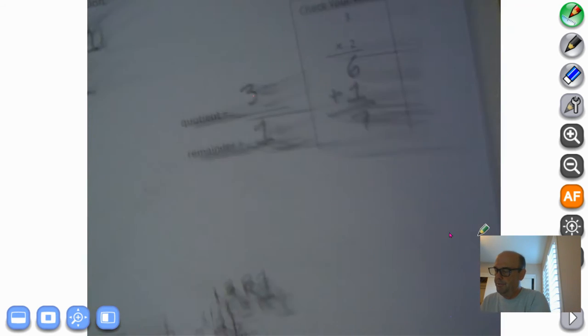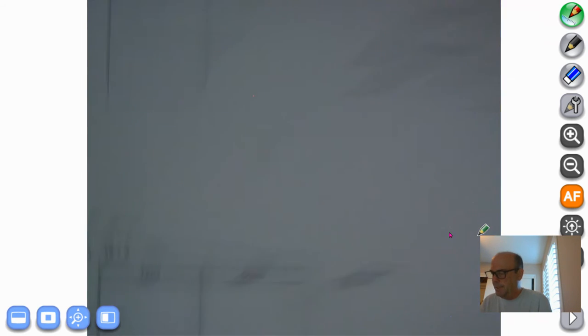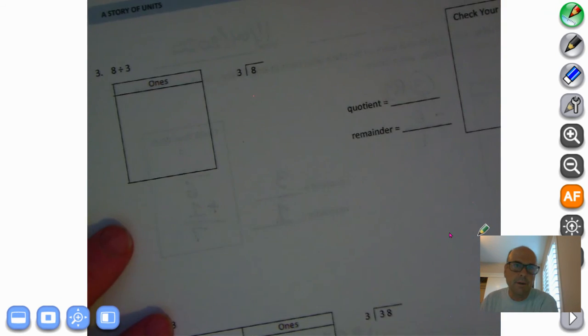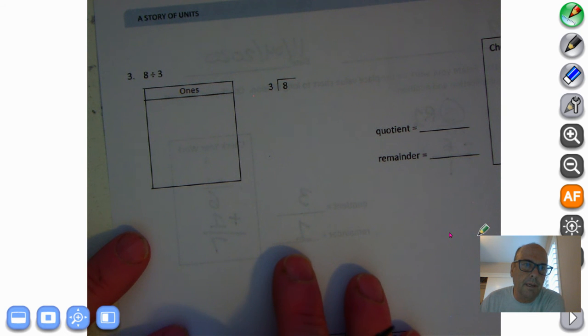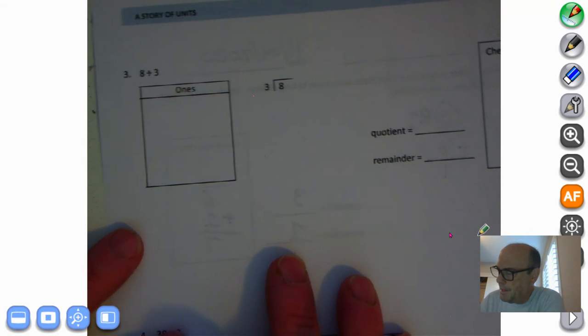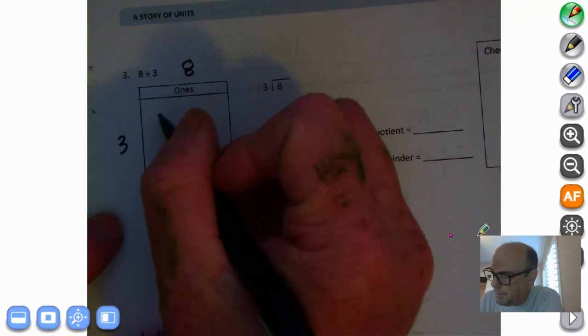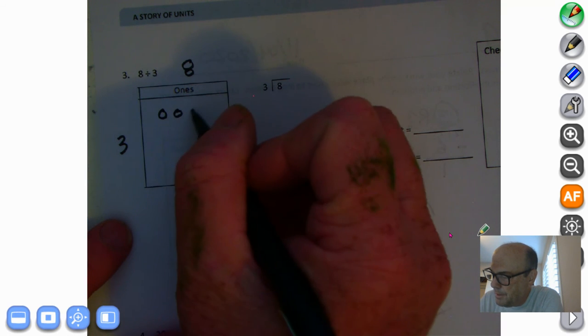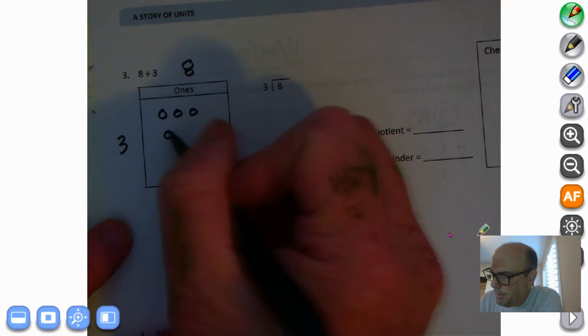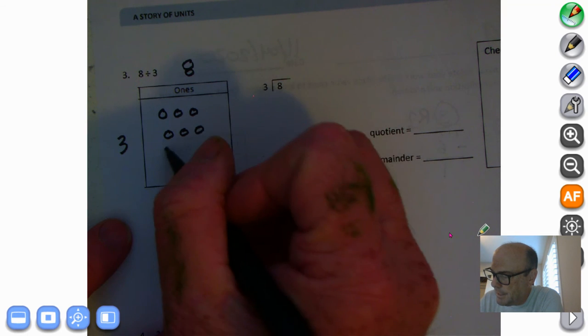Let's do a few more. Go to the back page here. Oh, yeah, a couple pages. And we're going to do this problem here, and then we're going to take a little break, okay? So we have 8 divided by 3. Okay, so I'm going to put my 8 up here, my 3 down here. I'm going to put in groups of 3. 1, 2, 3, 4, 5, 6, 7, 8.